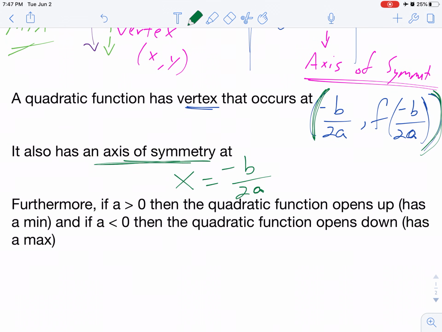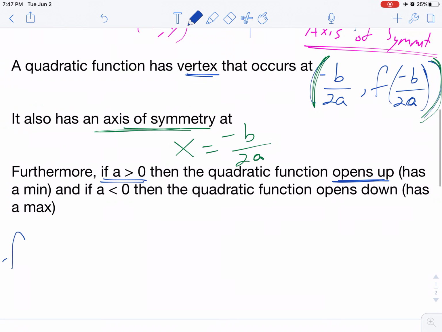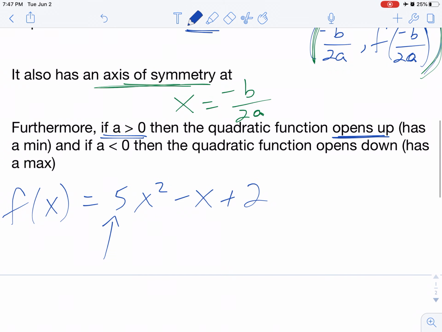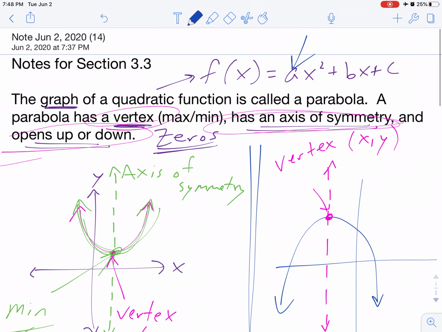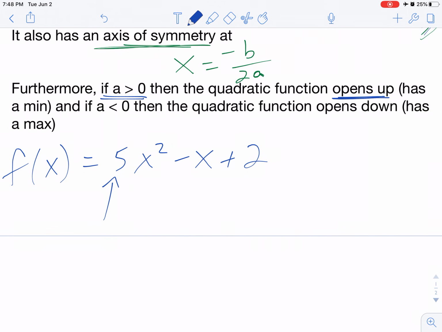The last thing to make a note of here is that if a is greater than 0, then the function opens up. For example, if you're given a function like this, I can tell you right away that this thing opens up, because the 5, the leading coefficient, which is your value of a, remember, up here. Your a is your leading coefficient. Your 5 is positive, that means it's greater than 0. So this parabola has to open up.